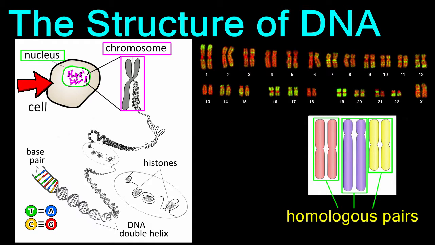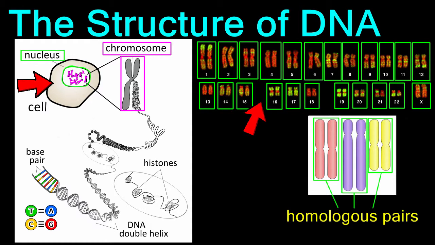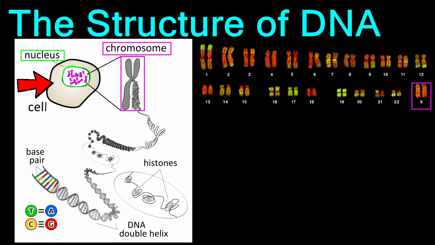Chromosomes can be organized into homologous pairs. Remember that homologous chromosomes have the same size and shape and carry similar genetic information. The 46 chromosomes found in human cells, for instance, can be organized into 23 homologous pairs. One of these pairs of chromosomes are sex chromosomes that determine if an organism is male or female.